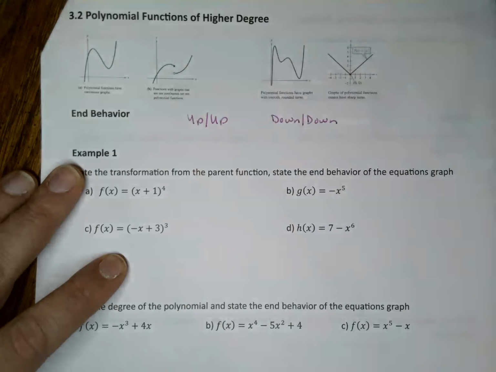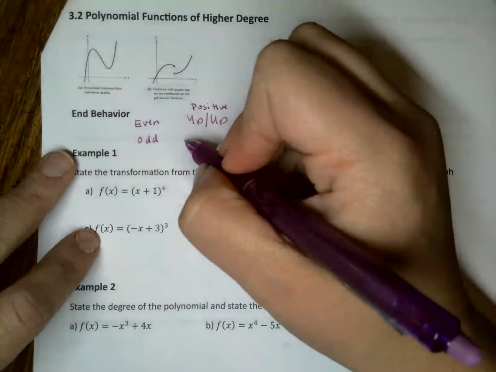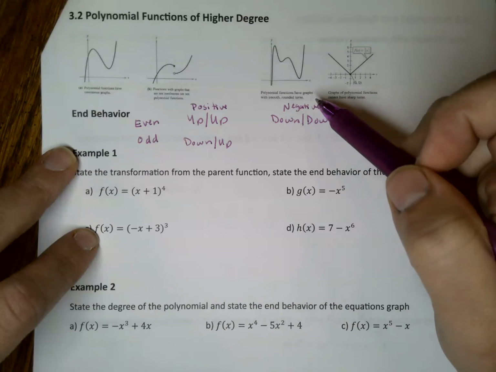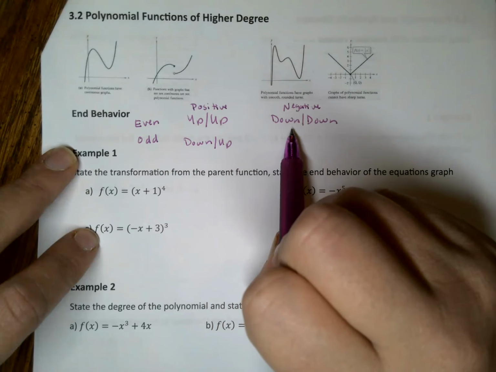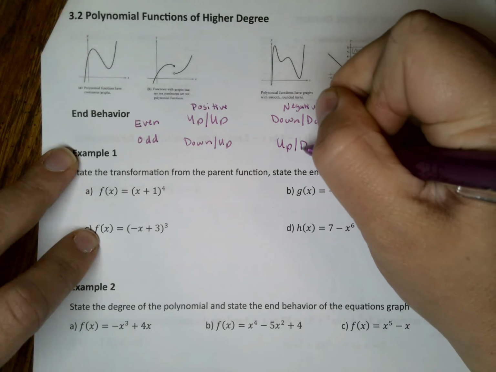And if it's odd, it's going to be down on the left-hand side and going up on the right-hand side. Now, if it's negative, that means it's going to be flipped, just like how when this even is negative, it was flipped. So if I'm flipping this, this would be up, down.